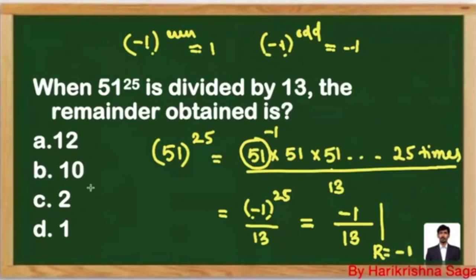-1 is not in the options. So whenever this happens, what should we convert it into? We should convert it into a positive remainder. How do we convert it? 13 - 1, which is going to be 12, so mark the answer as A. Are you clear, guys?